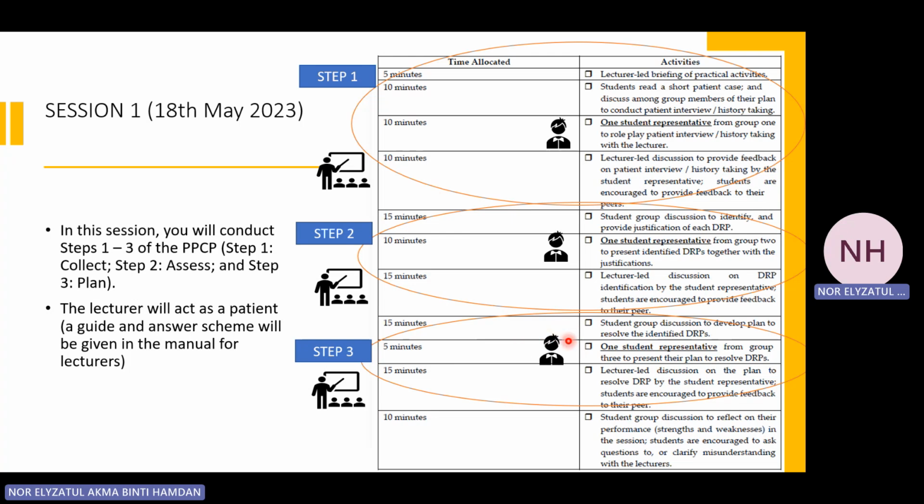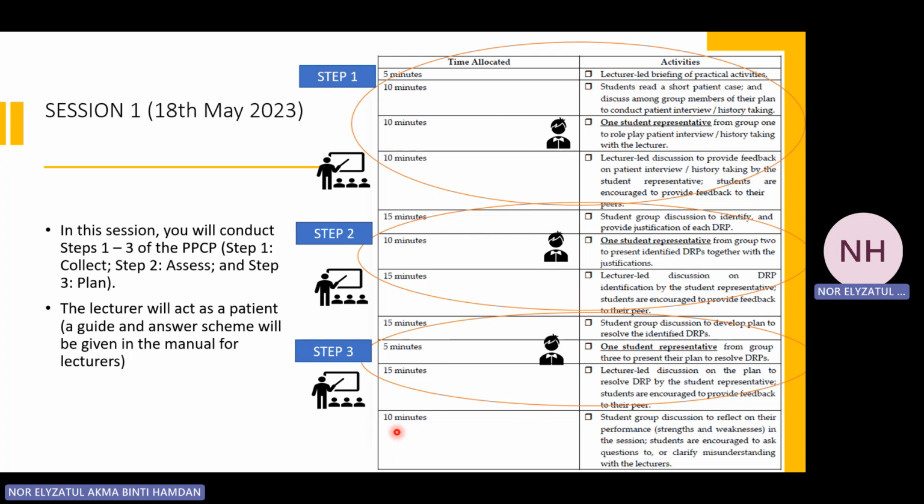So you move back to your small group. You discuss the plan to resolve the DRP that you identified in the second step. Then once you have identified the plan to resolve the DRP, you have 5 minutes for one representative from group 3 to present their plan to resolve the DRP, and then continue with the discussion by the lecturer. So this step is a discussion among the small group. One representative will conduct the presentation based on the needed steps, and then the discussion.